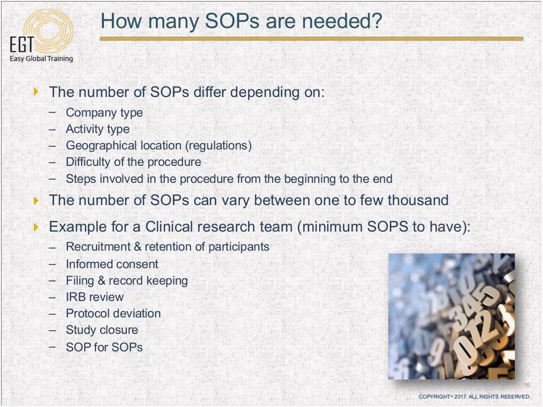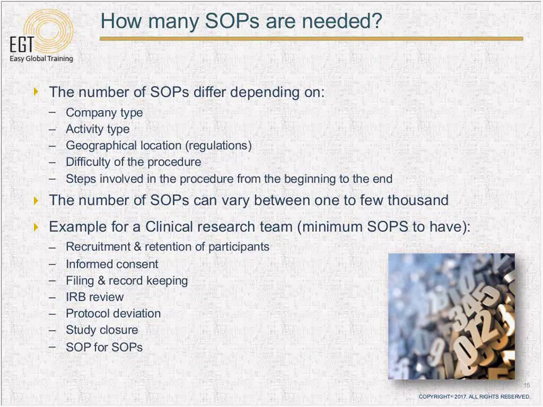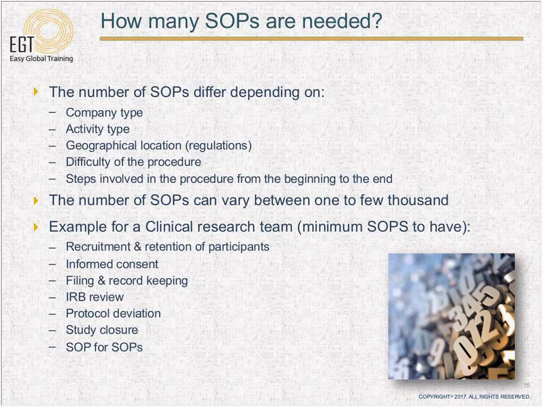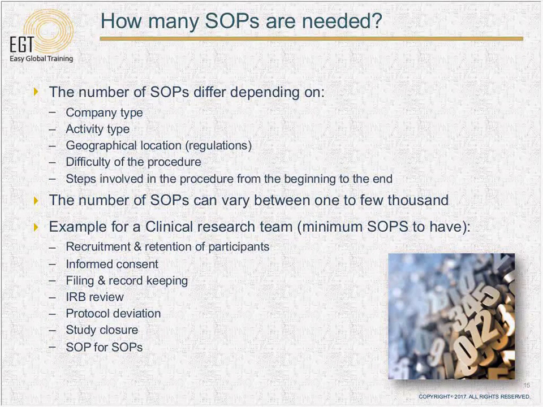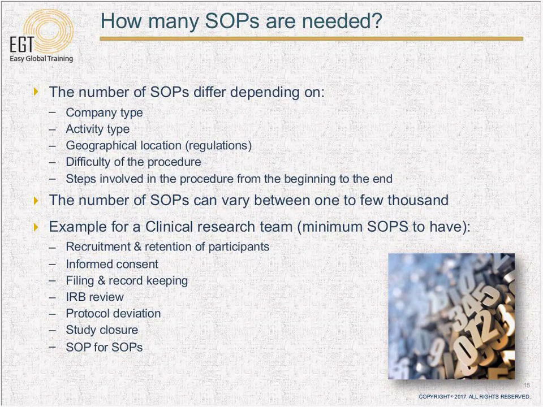As an example, research teams should have SOPs to cover the following topics. At a minimum, they should have an SOP for recruitment and retention of participants, another one for informed consent procedure or process, another one for filing and record keeping, an SOP for IRB review, in which you need to provide the appropriate level of detail for the initial review, IRB modifications, and continuing reviews. Then you need another SOP for protocol review, basically documenting, resolving, and reporting protocol deviations and violations, adverse events, and unanticipated results or problems.